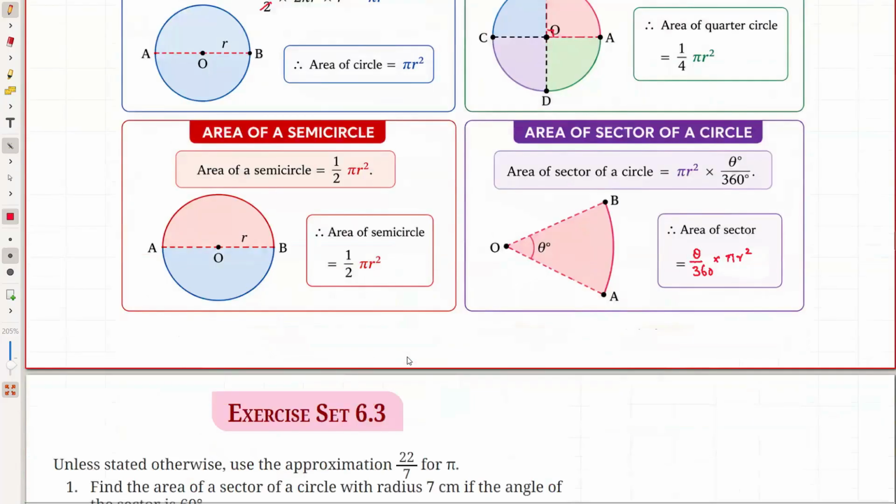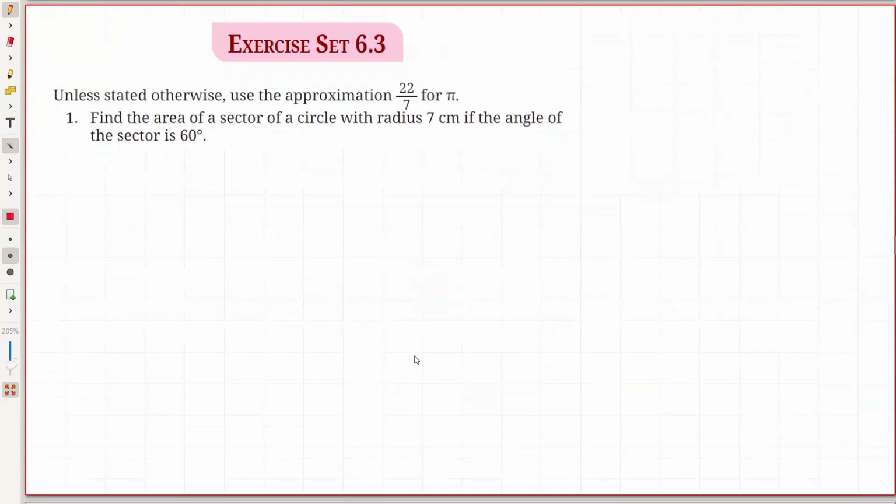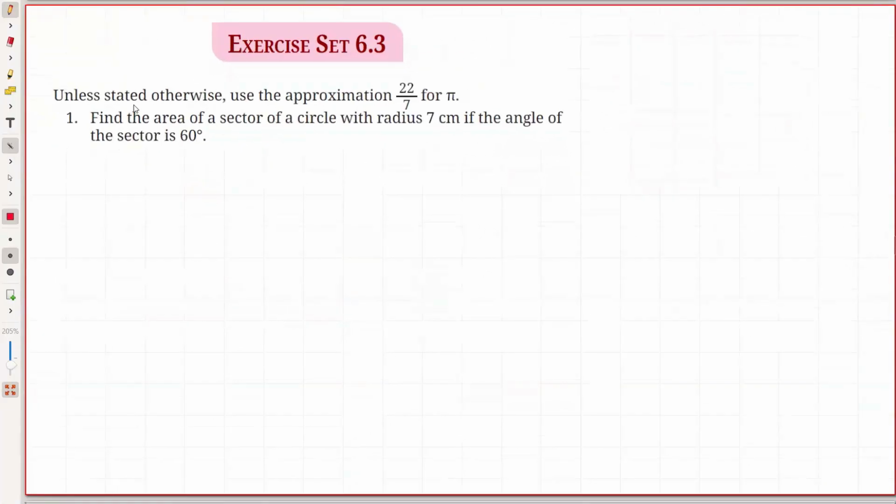Now let's start with exercise set 6.3, first question. They have given: unless stated otherwise, use the approximation 22/7 for the value of pi. If they don't mention anything for the pi value, consider 22/7. If they state 3.14, then you have to use 3.14.